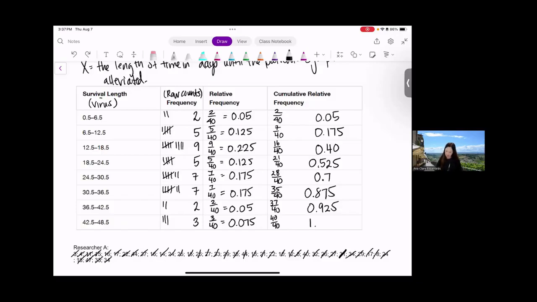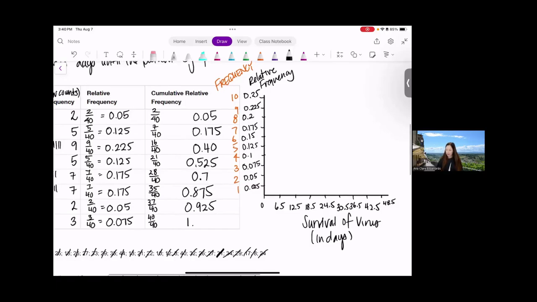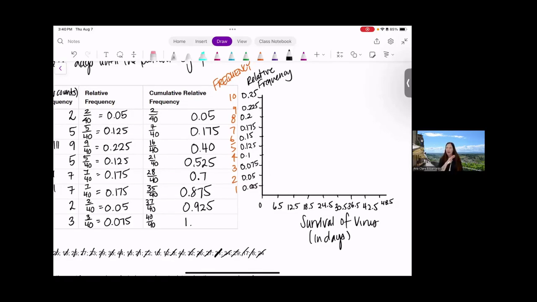So let us graph this. Okay, I have labeled my graph to say survival of virus in days, and I've labeled the days on the x-axis horizontally. Then I did relative frequency and frequency. Relative frequency is the decimals; I went by 0.025. For frequency, I went by 1. The first category was 2 out of 40, or 0.05. So I make a bar at 0.05, and then I drop down, as that is the group from 0 to 6.5 days of survival. Notice that 2 over 40 was the same as 0.05, so the relative and the raw are the same.